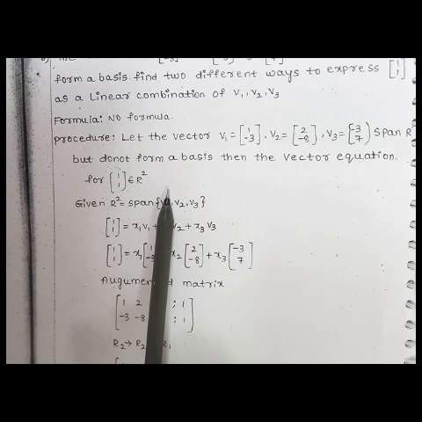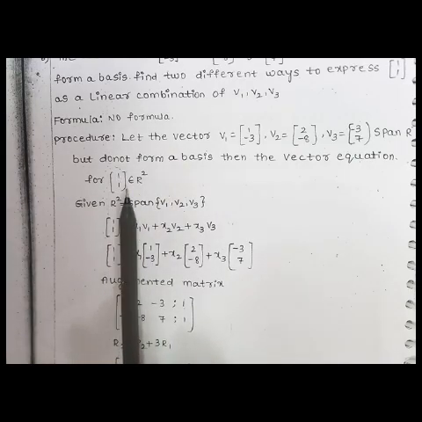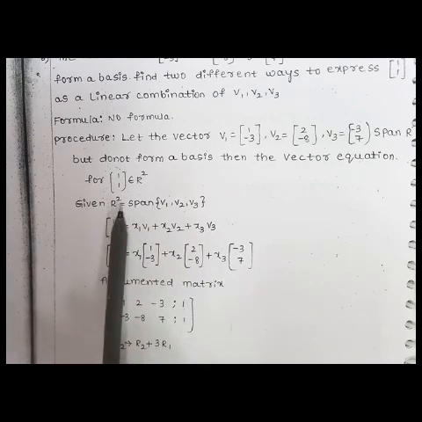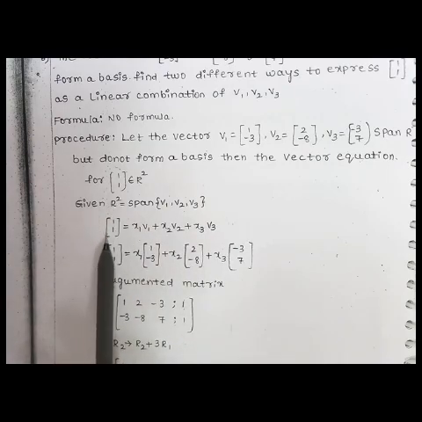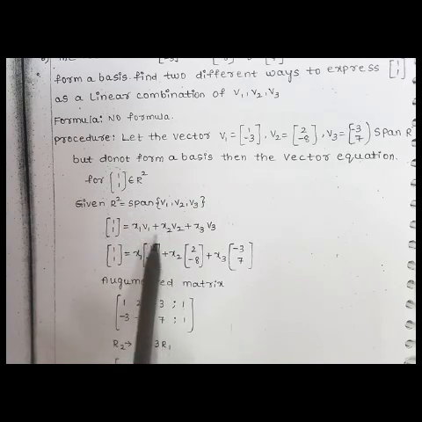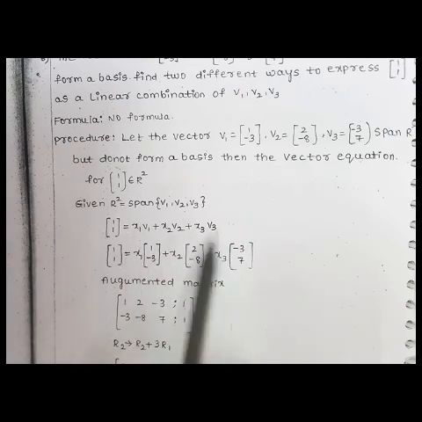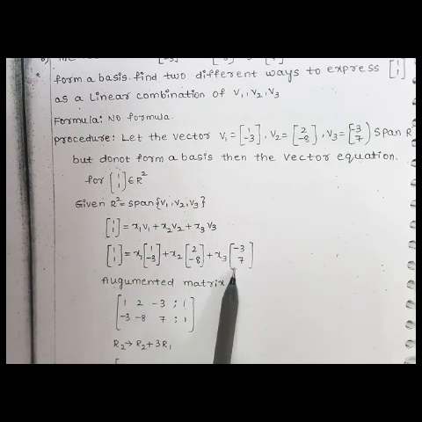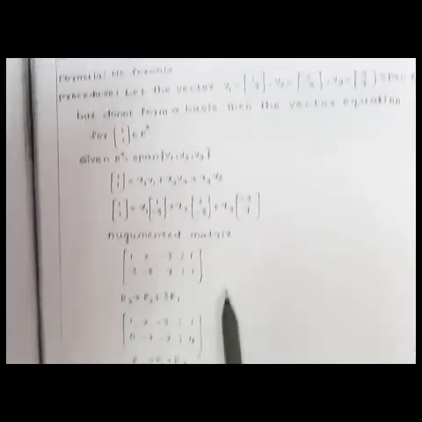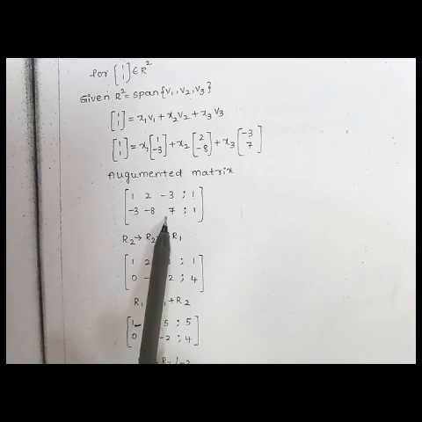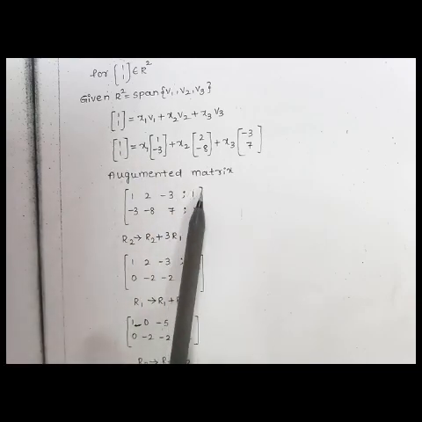After that, take one vector from R2, meaning it contains two elements. It is given that R2 is the span of these three vectors. So substitute that vector here. It can be written as a linear combination of these three vectors. So take three scalars x1, x2, x3, take the linear combination, then substitute the vectors. Now as usual, take the augmented matrix, take this as the matrix form and take these values as the right-hand values.